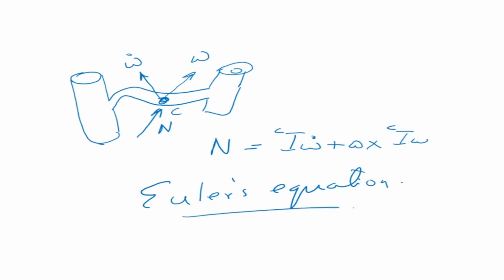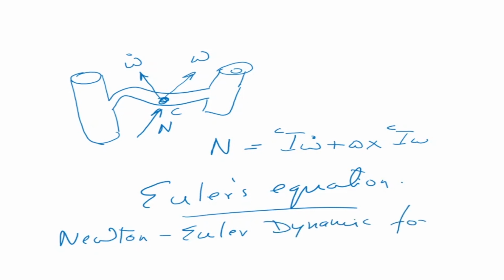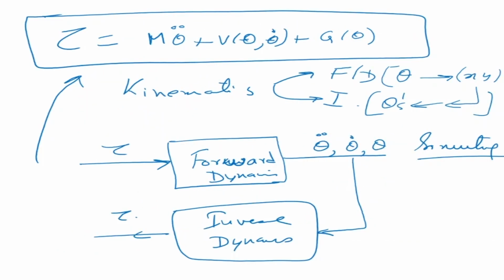If we use Newton's equation and Euler's equation together, then this dynamics is called the Newton-Euler dynamic formulation. That's where the name comes from. So we have Newton and we have Euler dynamic formulation. Okay, so Newton-Euler formulation and Lagrangian-Euler we saw some time back.